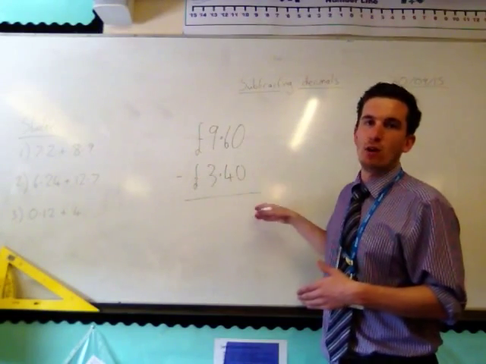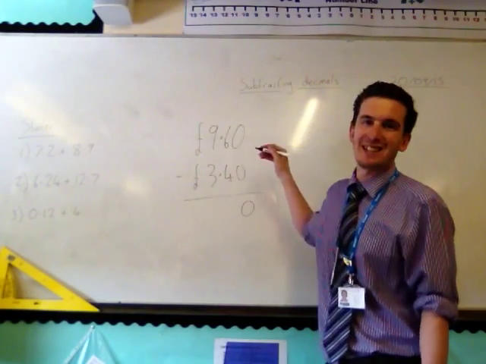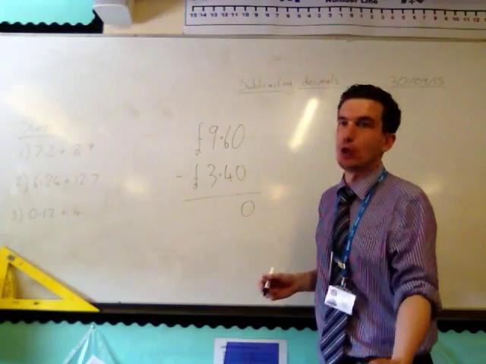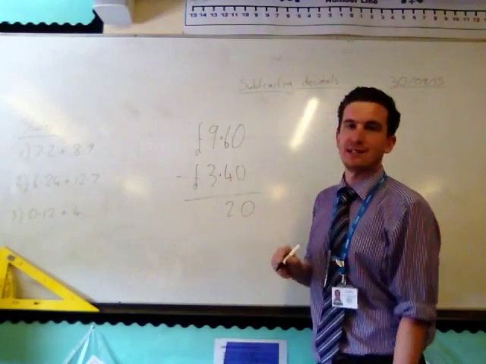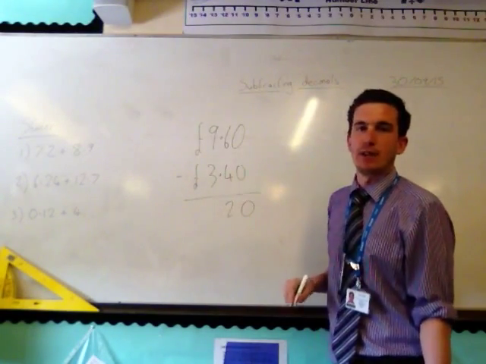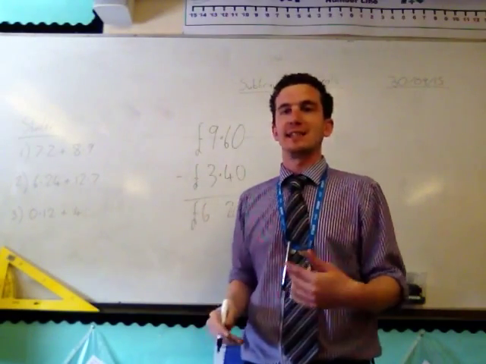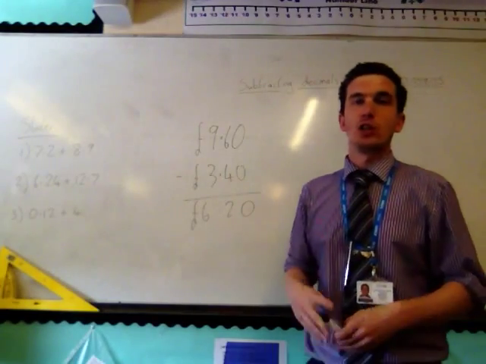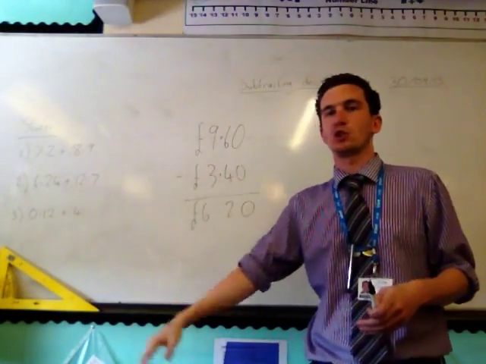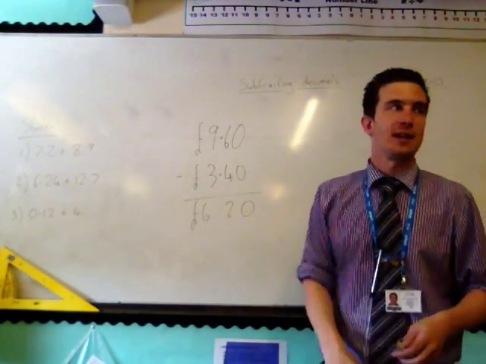So we start the same side. 0 take away 0, 0. 6 take away 4, 2. Decimal has to go in. And 9 take away 3, 6. Don't forget units, which is pounds. And in that case, £6.20. So there's no issues there. If you want to pause me just for a second, allow them to get that down for example 1.